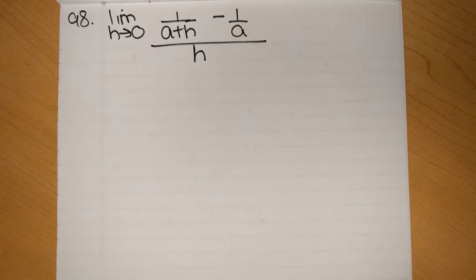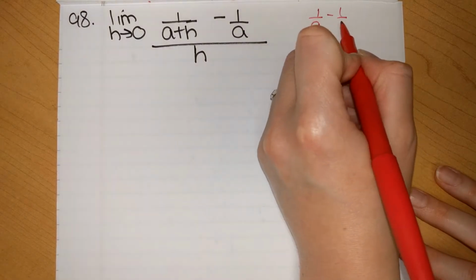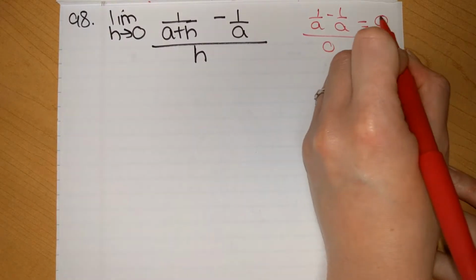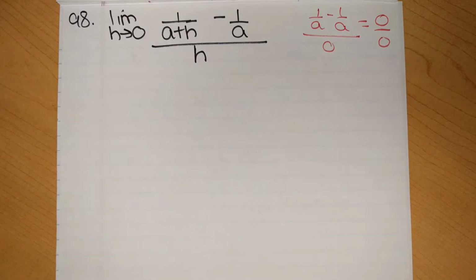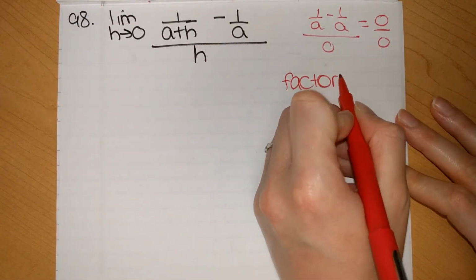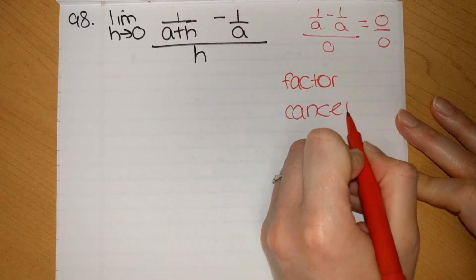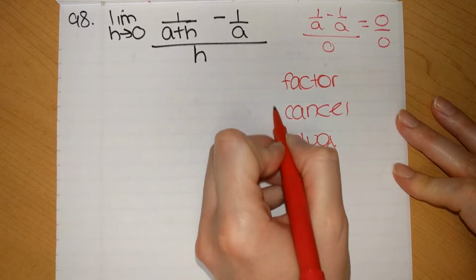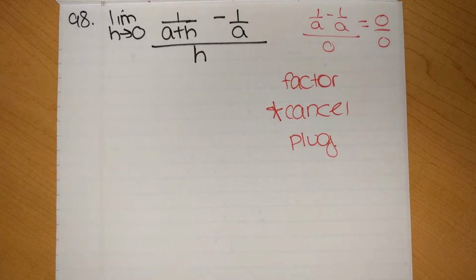Right, so we plug in. That's always our first step. The issue is when we plug in, we get 1 over a minus 1 over a over 0. So we're looking at 0 over 0. So when we get that 0 over 0, we need to factor and we need to cancel and then plug in. And this cancel step is really the crucial step.